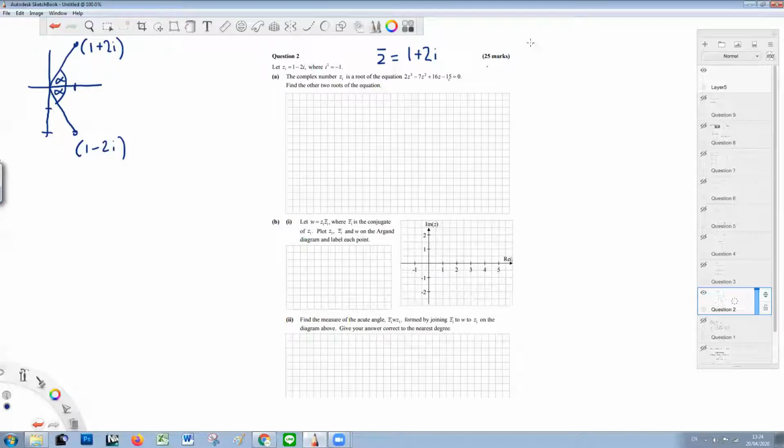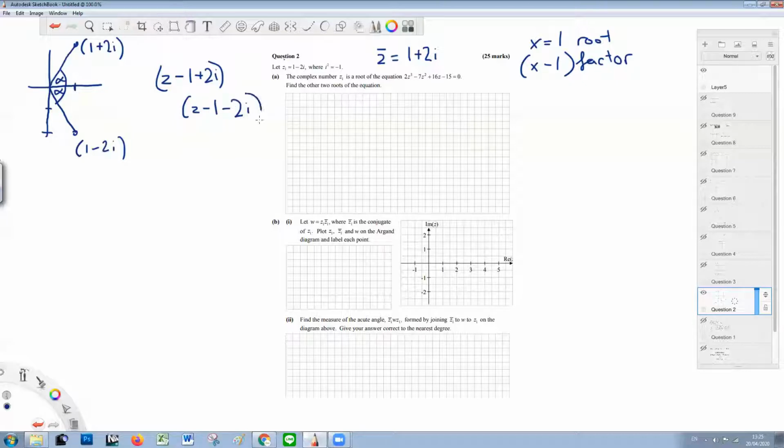Now just like if this was x is equal to 1, that would be the root. The factor of it is x minus 1. So that's my factor. So just like this, I'm going to say z minus 1 plus 2i is a factor, and z minus 1, and that one is going to be a plus 2i, so it's going to become a minus, so it's going to be a minus 2i. And that's going to be a second factor. So that's factor 1, and this is factor 2. And now that I have that, I basically just multiply them together.